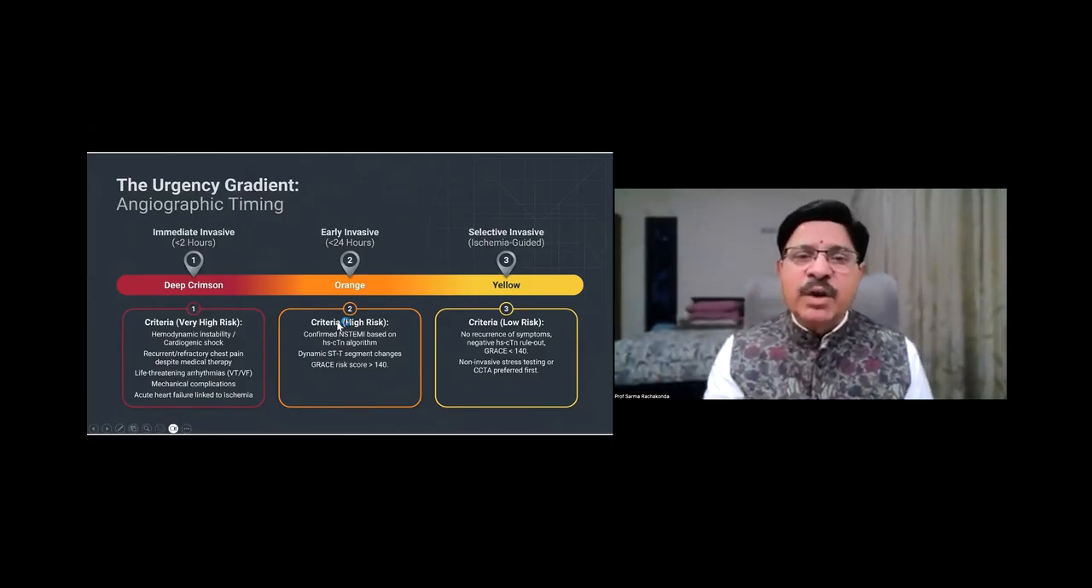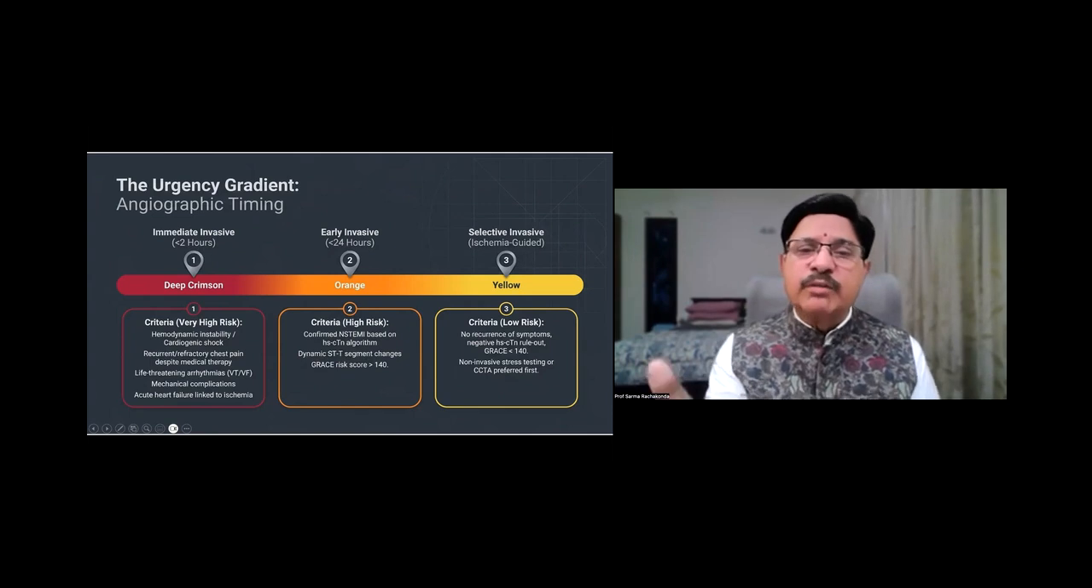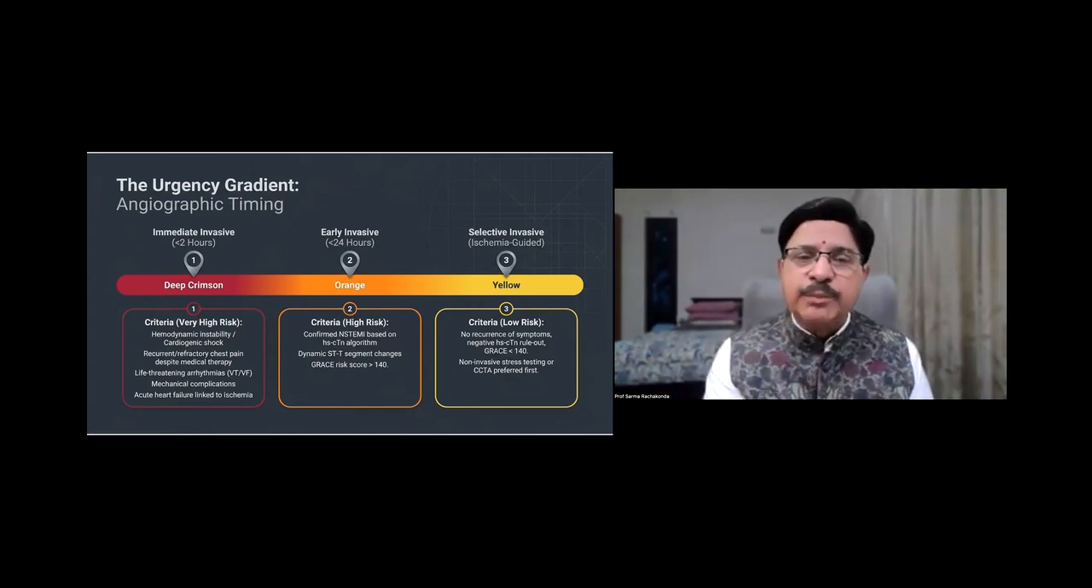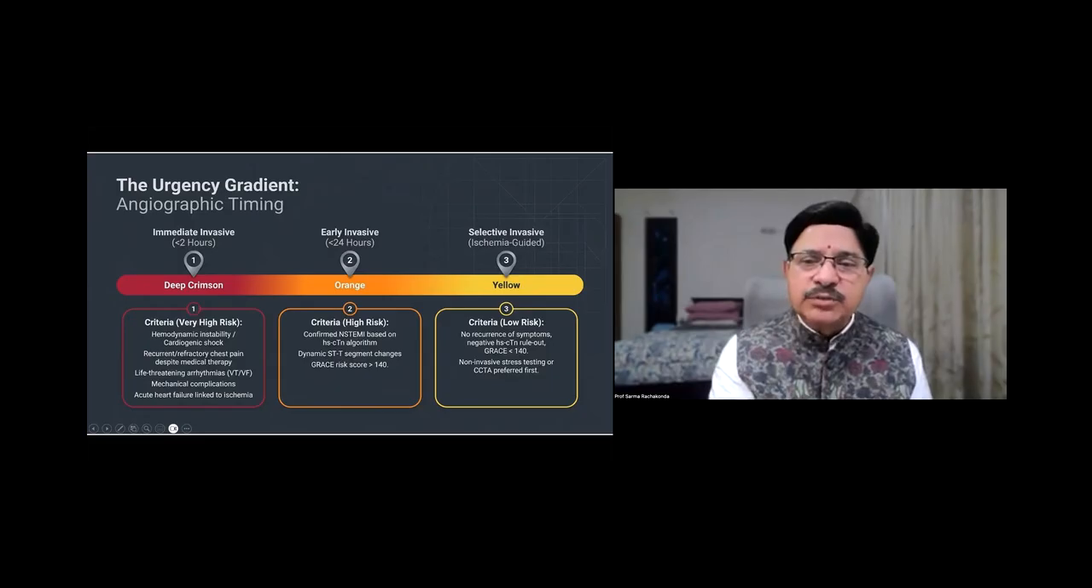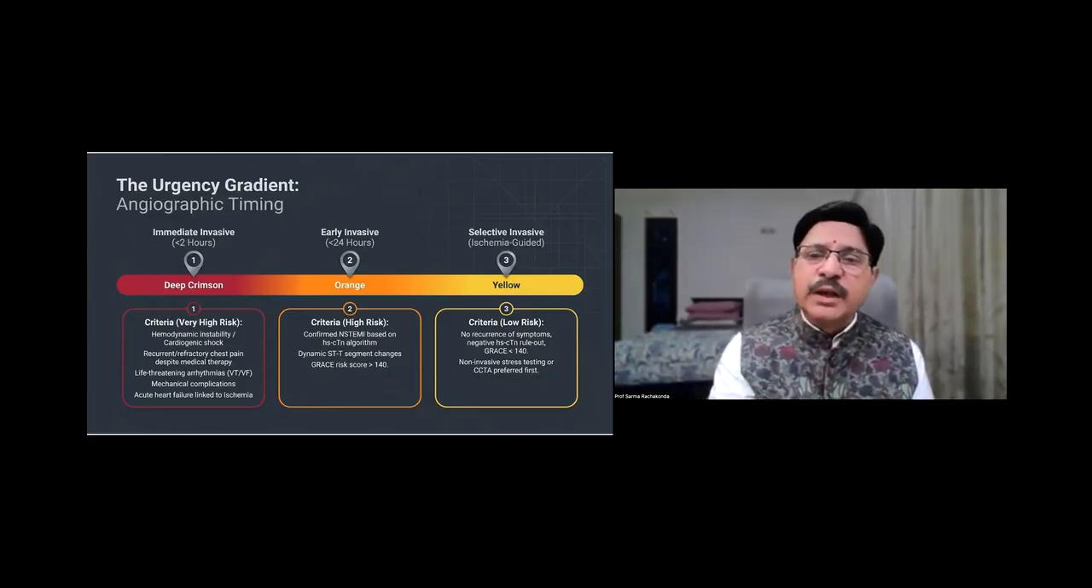Early invasive, orange. Criteria for high risk: confirmed NSTEMI based on high sensitivity algorithm, and dynamic ST-T segment changes are there. GRACE risk score is more than 140. Then you have to take for early invasive procedure. Early means within 24 hours. Criteria low risk: no recurrence of symptoms, negative HS troponin, GRACE score is less than 40, non-invasive stress testing or CCTA preferred first. Then you do angiography later on.